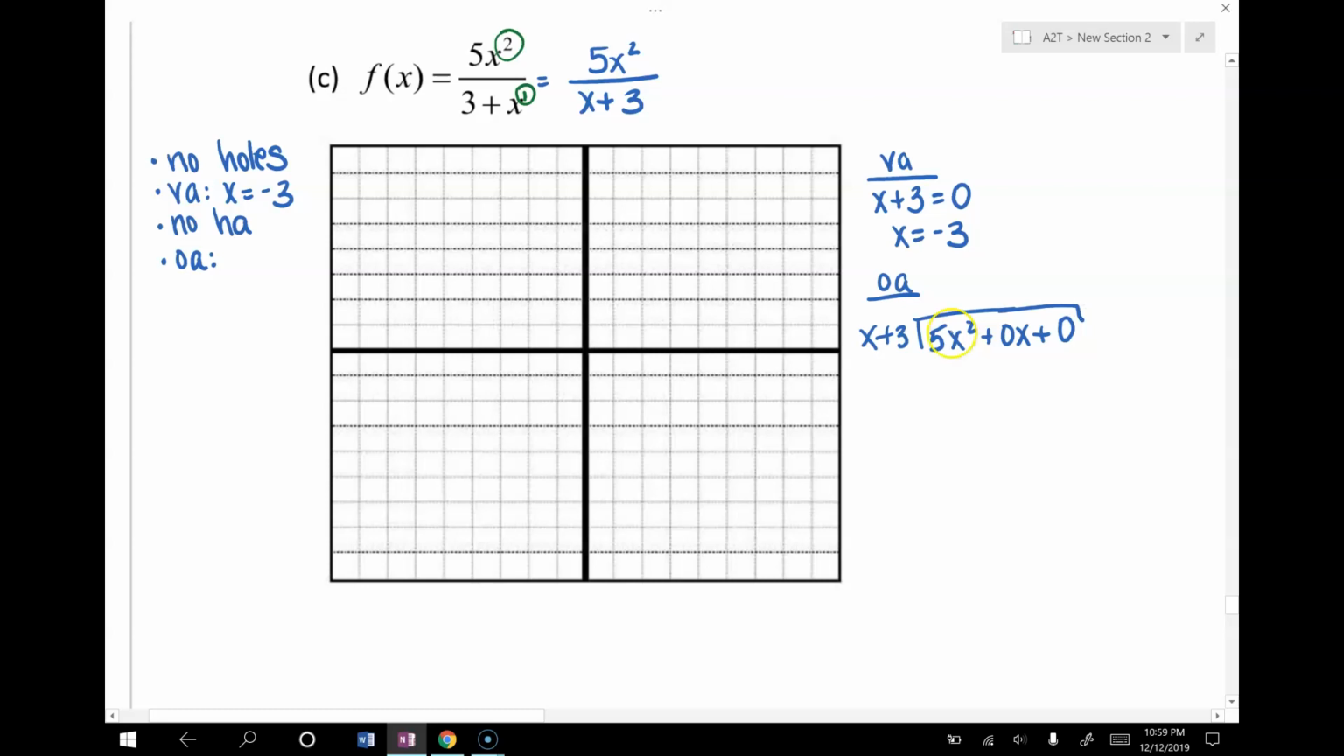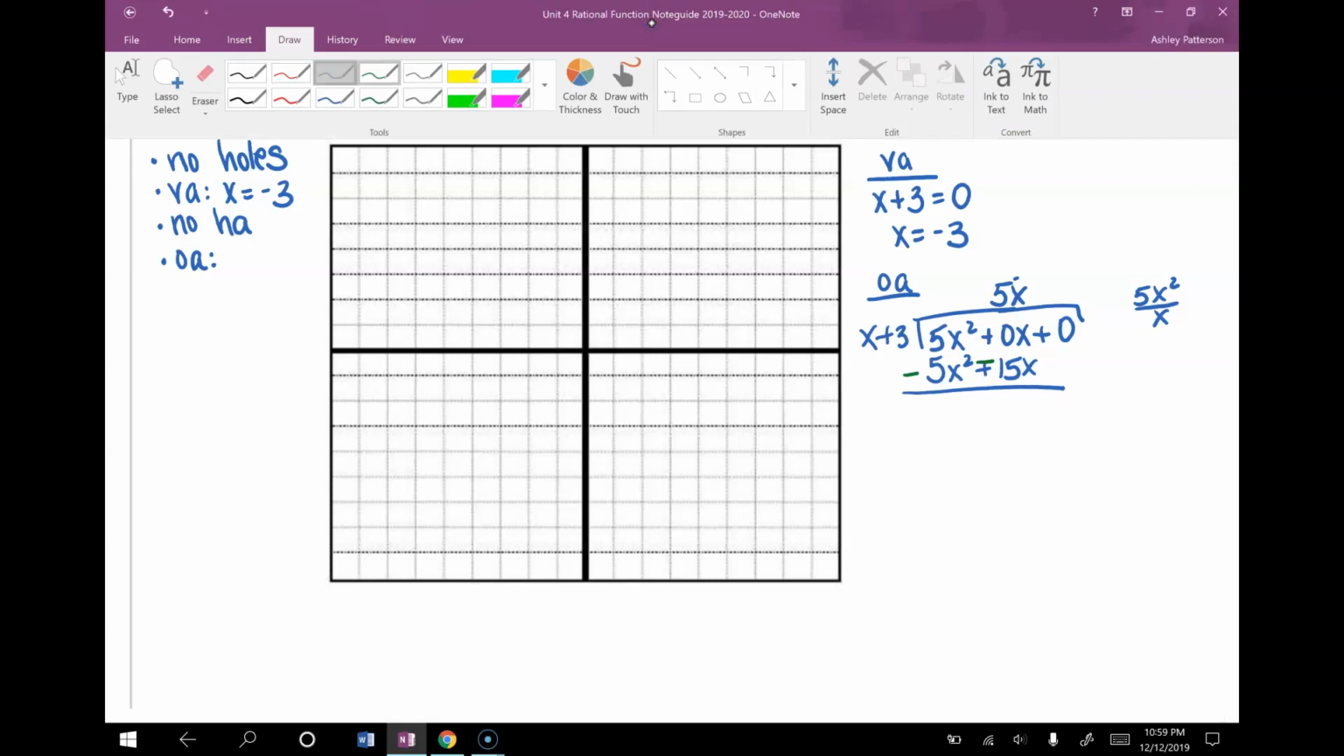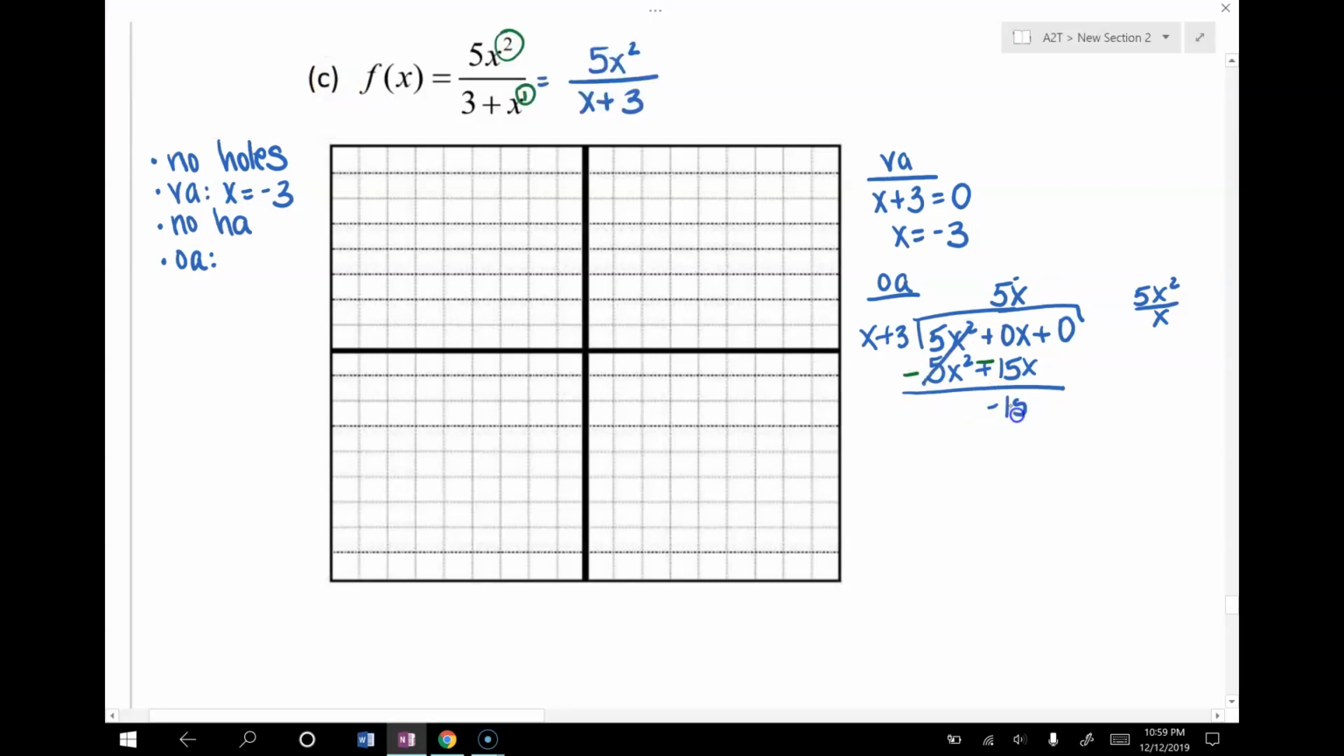That means we take 5x squared and divide it by x. It reduces to 5x, and then we multiply through. So 5x times x is 5x squared. 5x times 3 is 15x. And then, just like we would long divide numbers without variables, we subtract or change the signs. That's going to leave us with negative 15x, and bring down the next term, which is a 0. Start all over again. Negative 15x divided by x leaves us with negative 15, and multiply through.